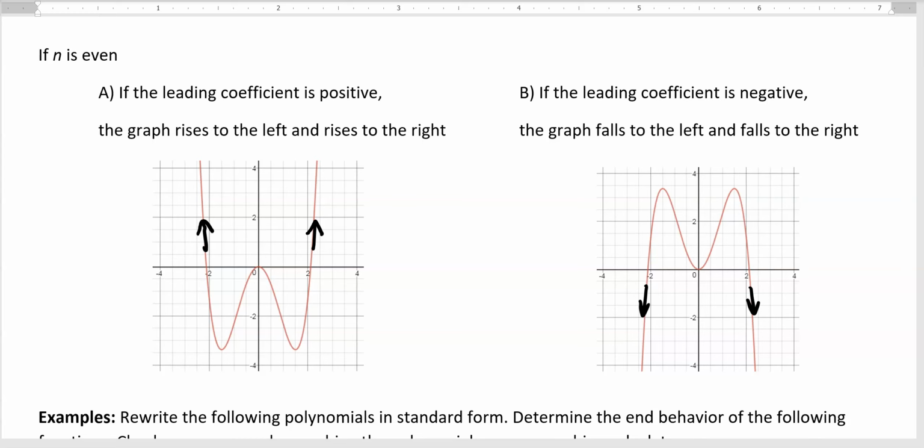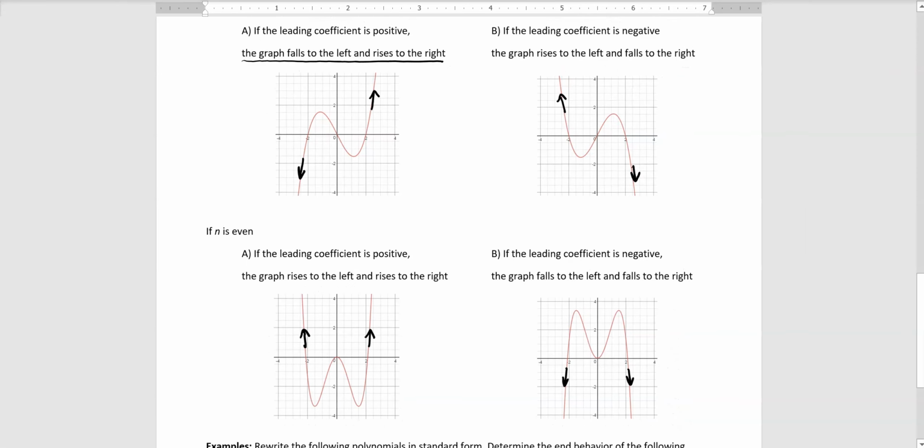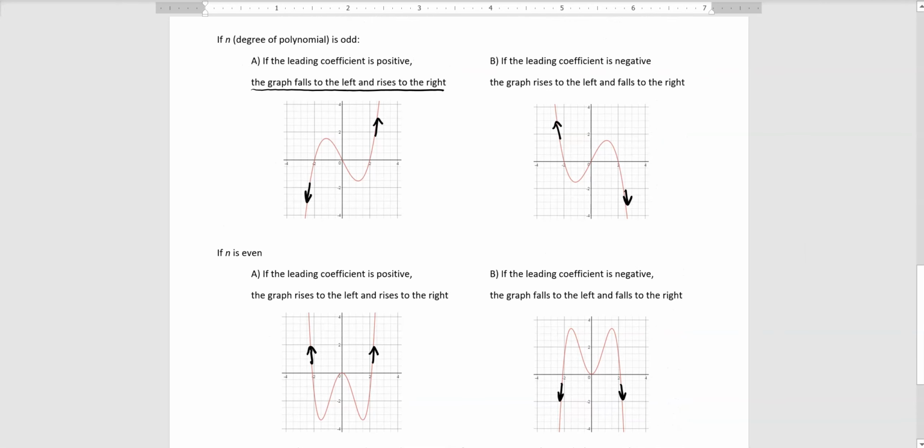So your goal for today is to be able to basically recognize what's happening here. If the polynomial is an odd degree, we're going to have alternate directions. If the leading coefficient is positive, falls to the left, rises to the right. If it's negative, rises to the left, falls to the right. If our degree is even, our highest exponent is even. If the leading coefficient is positive, it's going to rise to the left and right. If the leading coefficient is negative, it's going to fall to the left and right.